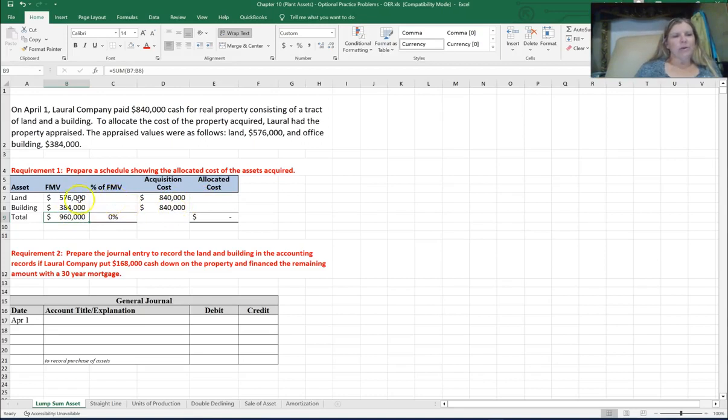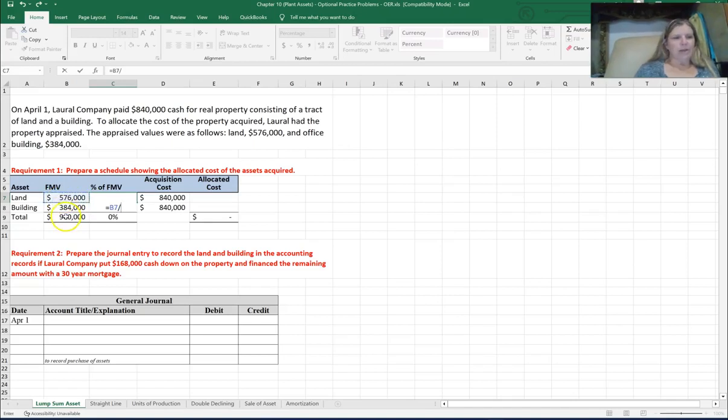So what we have to do is figure out the percentage of land to the total and the percentage of building to the total. So I'm going to do a formula in Excel, put an equal sign in to tell Excel you're going to do a formula, and then I'm going to take the $576,000 and divide it by the total. So 60% of the land should be allocated from this $840,000. So the building should be 40%, but let's just do the math and make sure. Yep, so the building would be 40%.